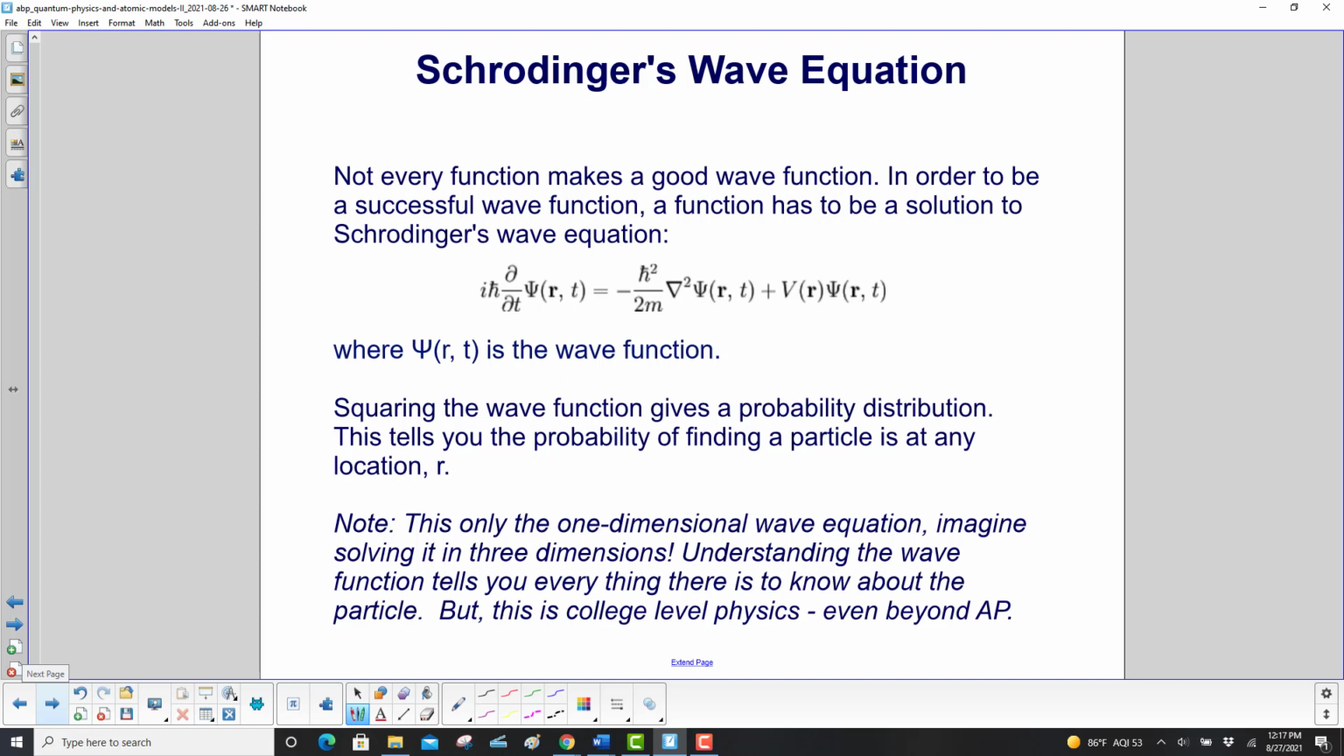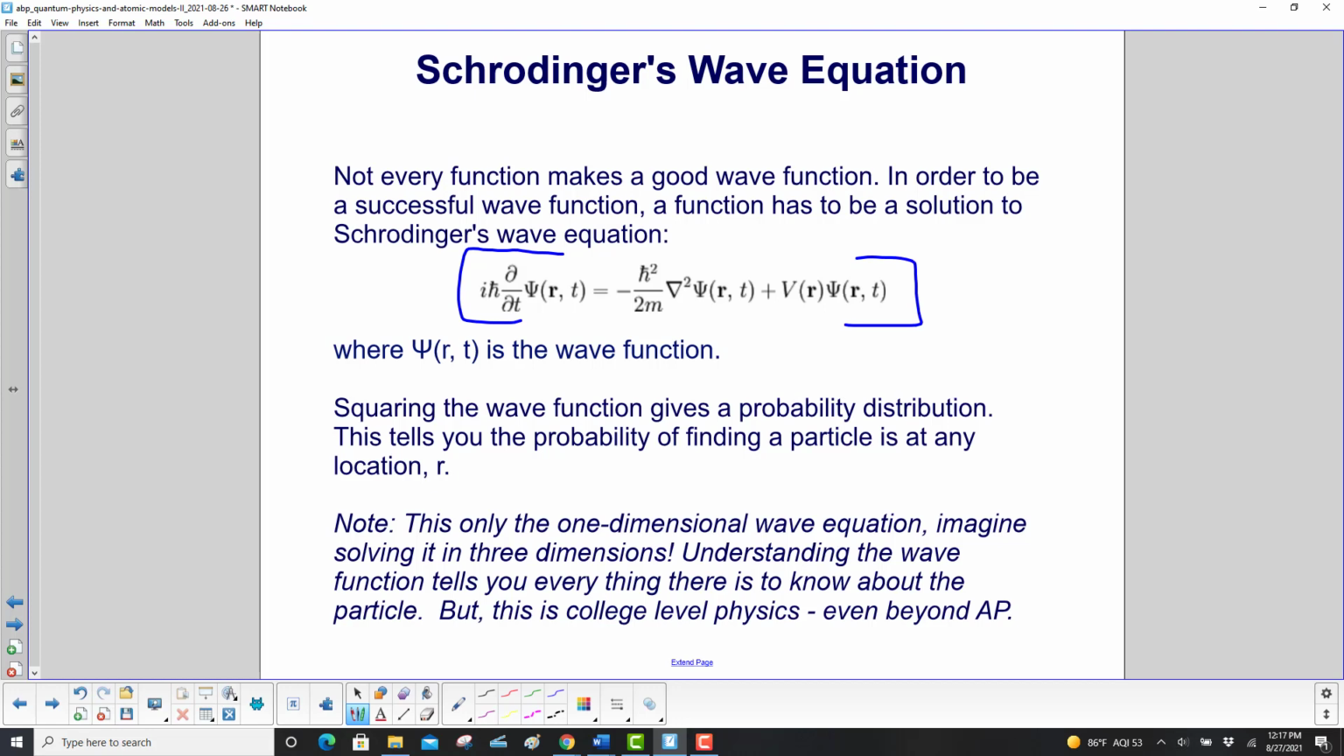Not every function makes a good wave function. In order to be a successful wave function, it has to be a solution to Schrodinger's wave equation. Don't worry about this at all. This is just showing off how pretty equations become when you get to higher level physics.